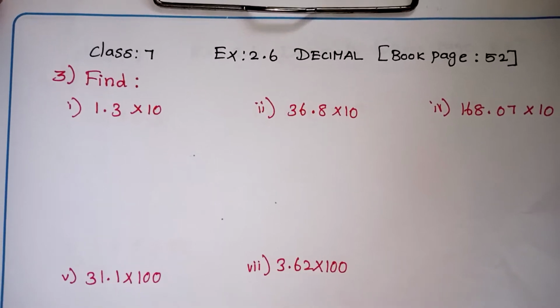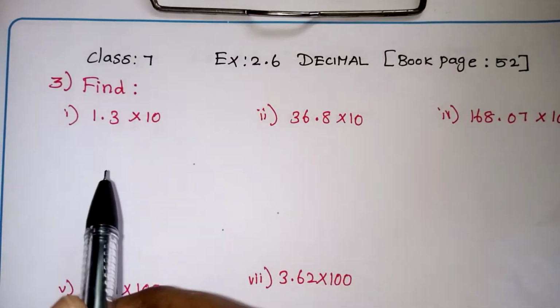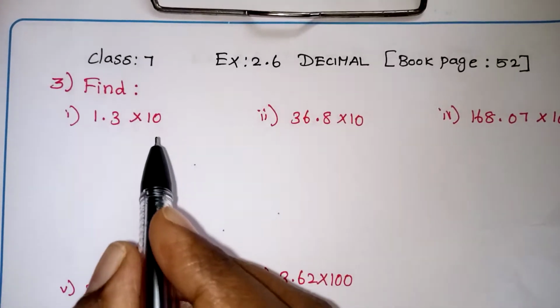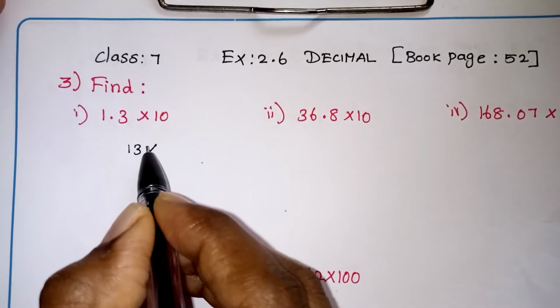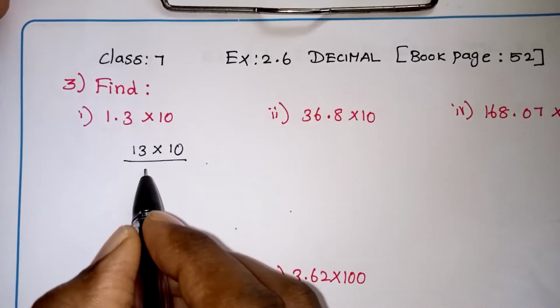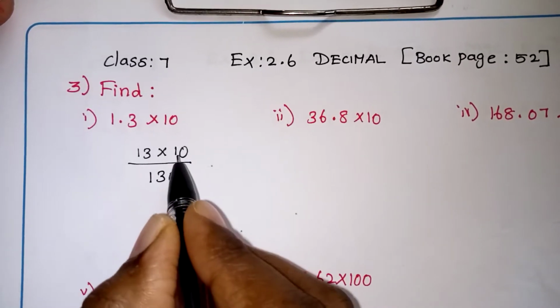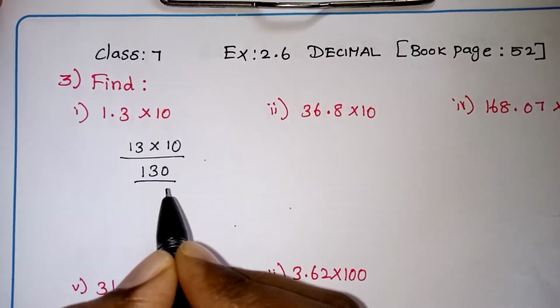Hi students, in this video we are going to learn exercise number 2.6, question number 3. Our question is 1.3 into 10. Normally, we have to multiply 13 into 10. So 13 tens are 130. When you are multiplying with 10, we can add one 0 to the given number. So we are getting 130.